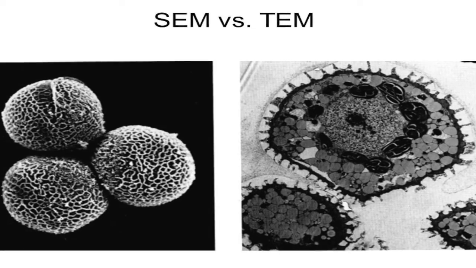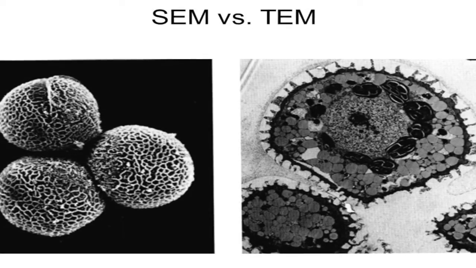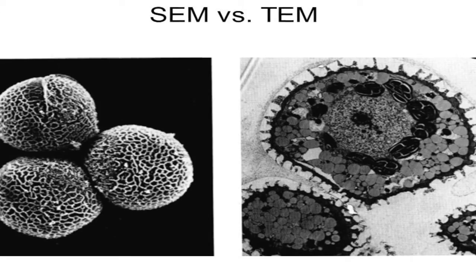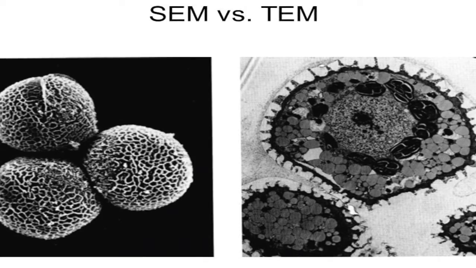TEM can scan objects up to 50 million times greater, while SEM can scan up to 2 million times greater. Depending on what type of specimen is being scanned, scientists can use different types of microscopes.